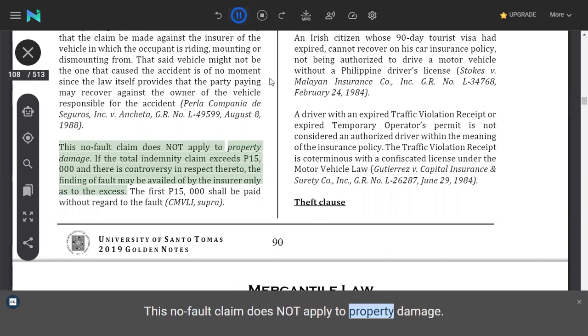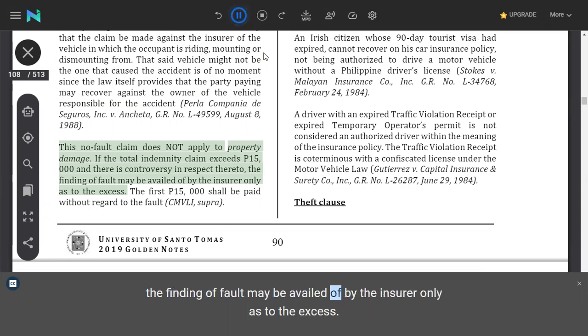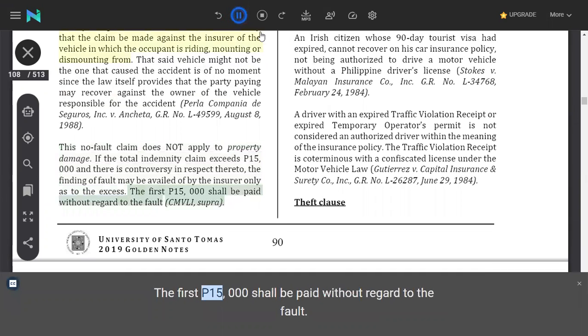This no-fault claim does not apply to property damage. If the total indemnity claim exceeds P15,000 and there is controversy in respect thereto, the finding of fault may be availed of by the insurer only as to the excess. The first P15,000 shall be paid without regard to the fault.